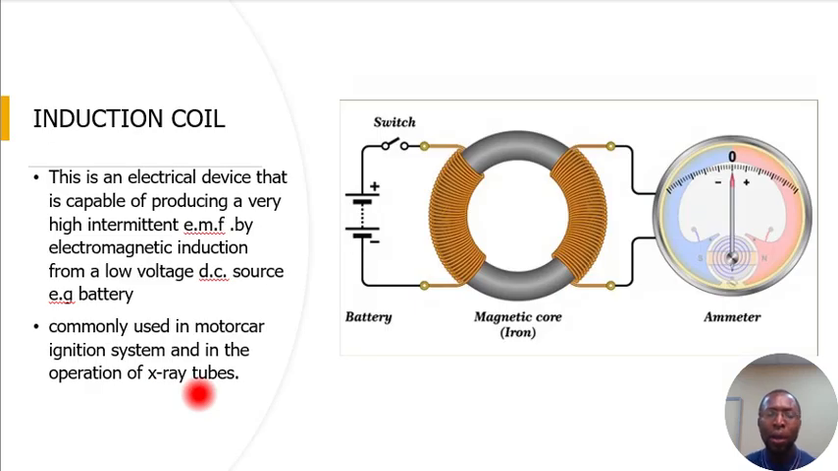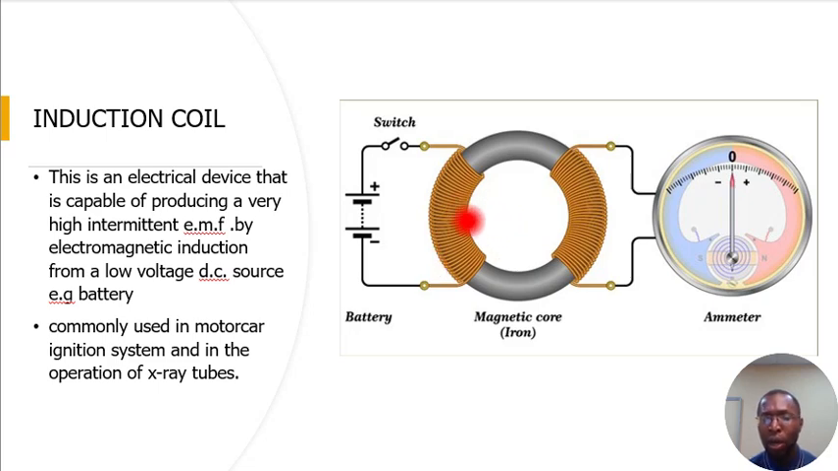Now let's talk about another device known as the induction coil. Of course, we've talked about induced current, so it's not far from it. The induction coil is just like this. This is a sample of it. It consists of turns at both the right hand side and the left hand side. It's a device that is capable of producing a very high EMF by electromagnetic induction.